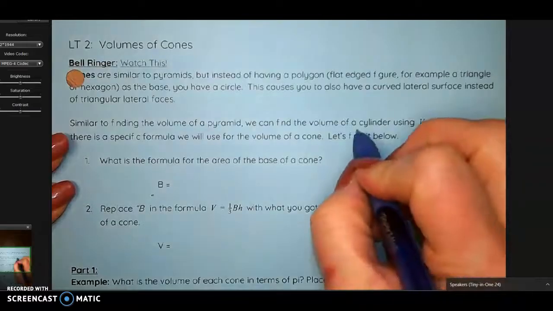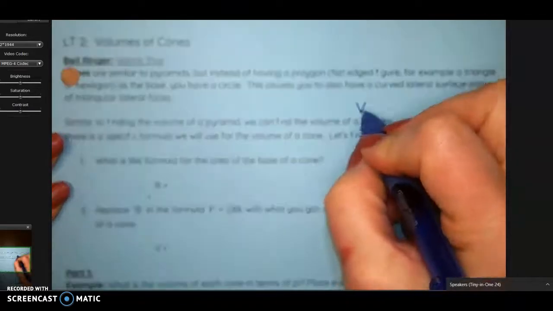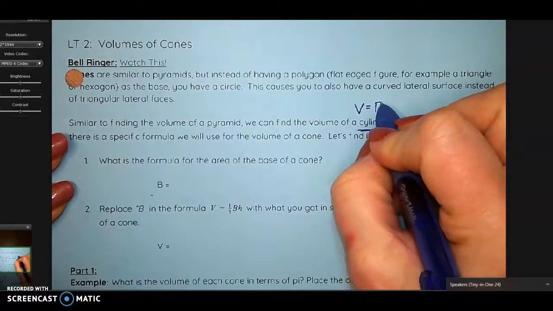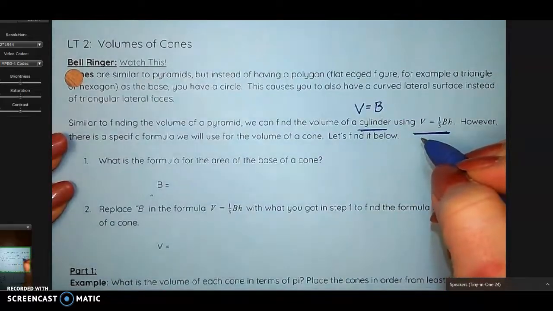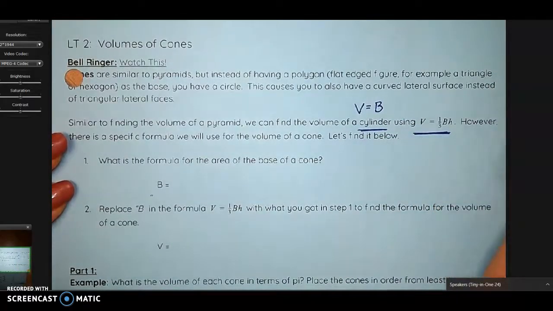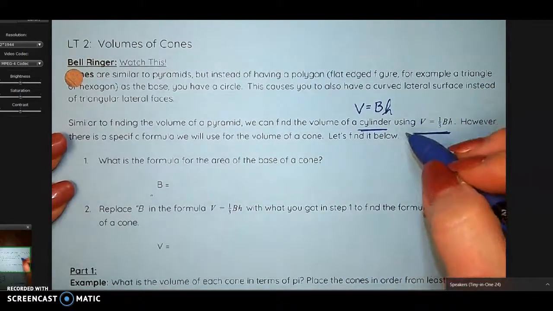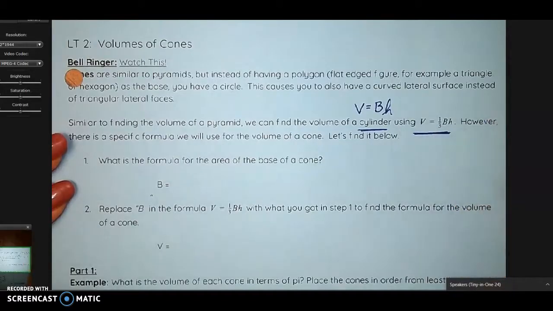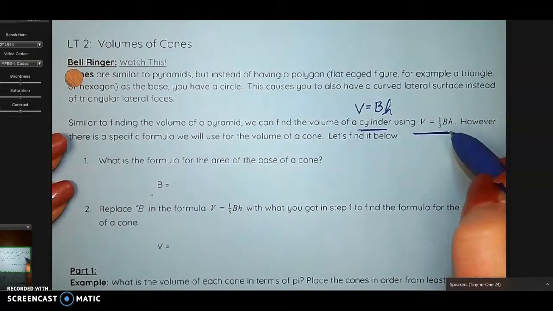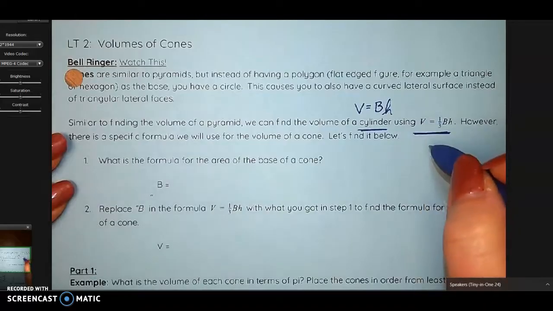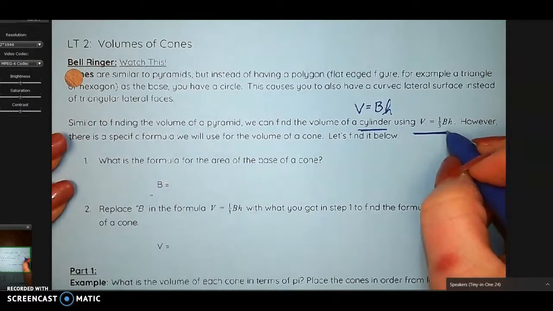So if you remember, the one that we used for the cylinder was the volume was simply equal to the base area, which was the area of a circle because it was a cylinder, times the height of the figure. So finding the volume of a cylinder was just like finding the volume of any prism that we have, whether it be a triangular or a rectangular prism. We find the area of that base shape, and then we multiply it times the height. And with our cone, because it's just like a cylinder, it's going to be a third of that.